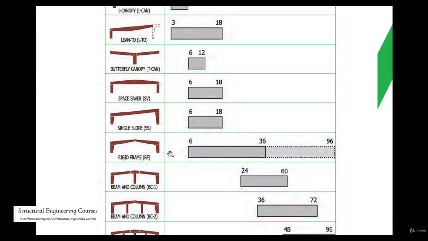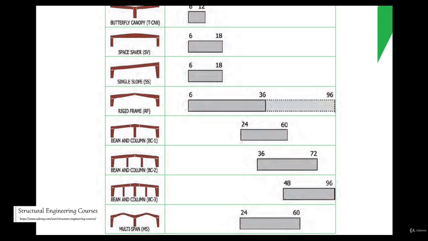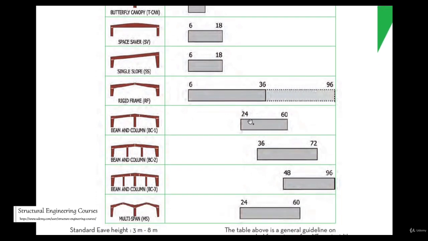This type of arrangement can be used in the range of 6 meters to 36 meters, but it is not desirable in the range of 36 meters to 96 meters. That is a highly, what should I say, uneconomical gap here. So if you have something in the range of 24 to 60 meters, what we can do is, let us suppose we want to go for a 50 meter span. At the end of 25 meters, we provide a column here, so that the whole 50 meter span gets divided into two spans of 25 meters each, in the range of 36 to 72 meters.